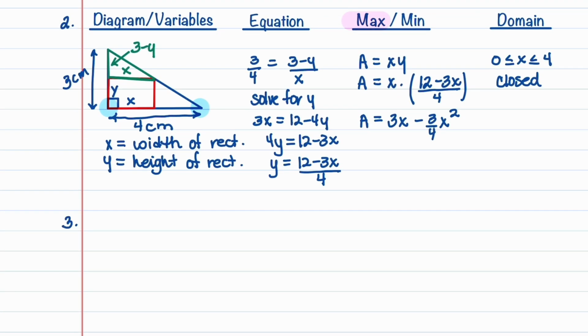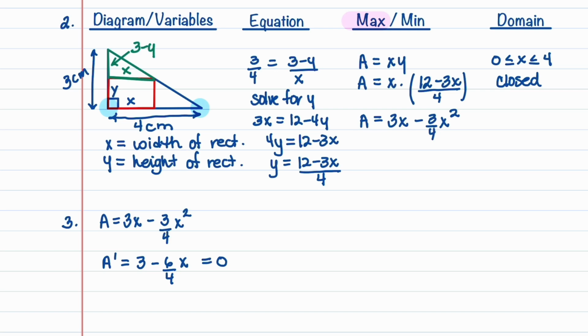For step 3, we want to take the derivative of our area function and find its critical values, and then find the maximum value of A. So let's rewrite A. A is 3x minus 3/4 x squared. Now we can take the derivative. A prime is equal to 3 minus 6/4 times x, and we're going to set that equal to 0.